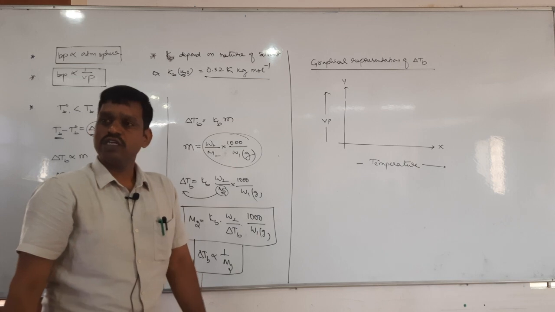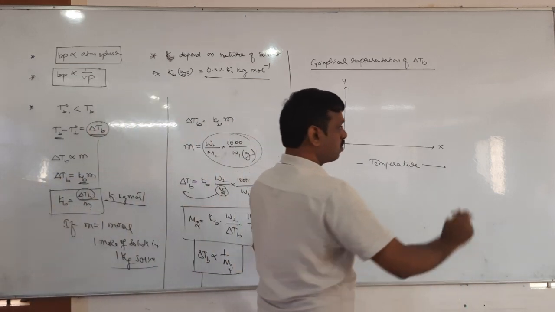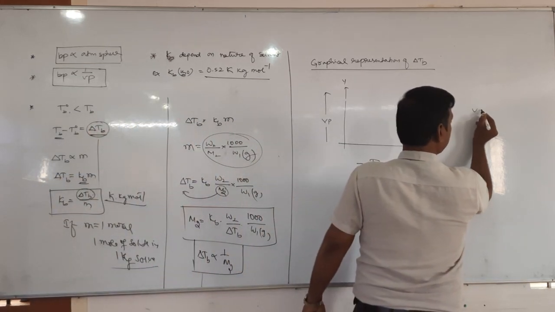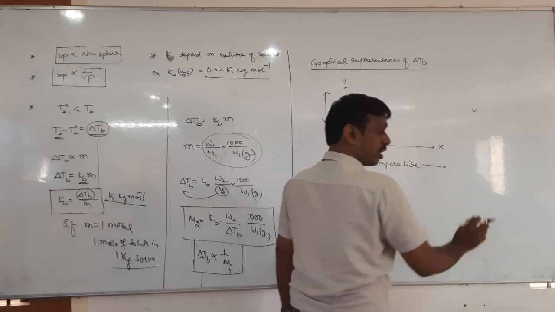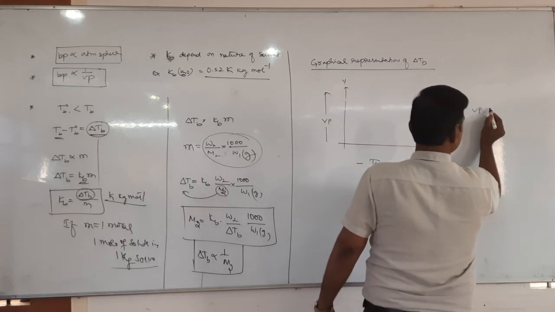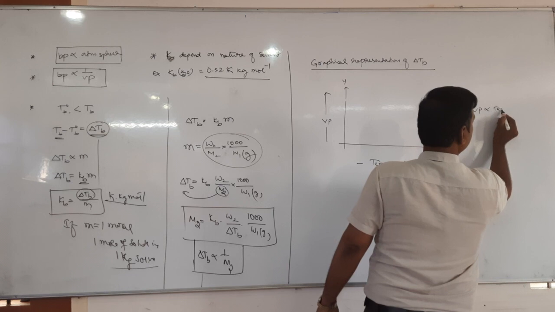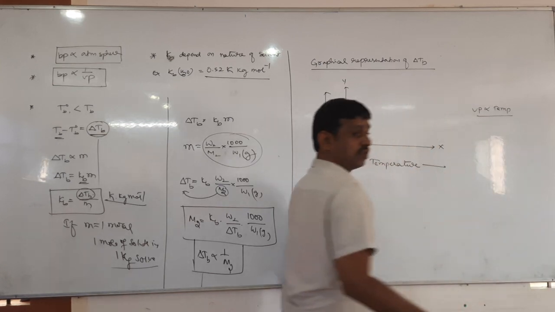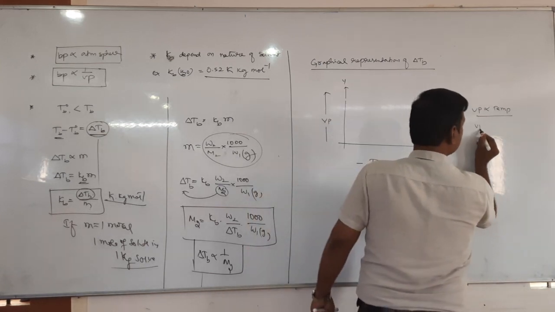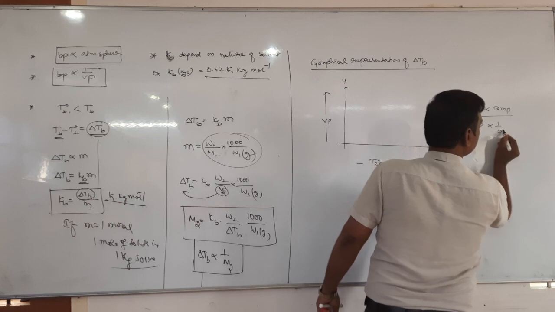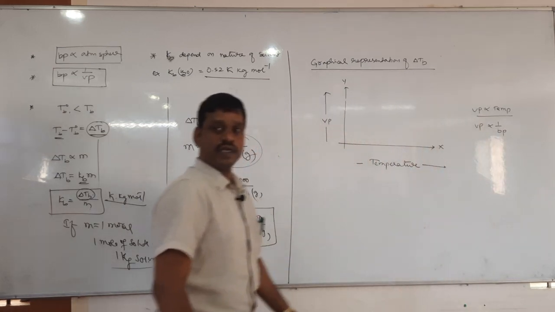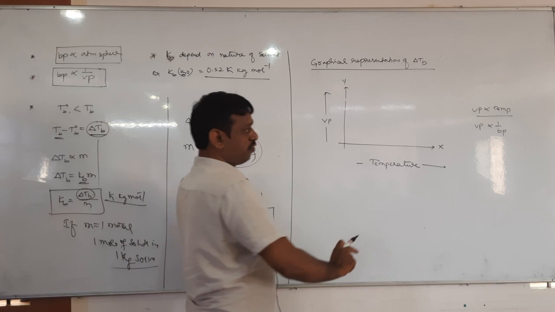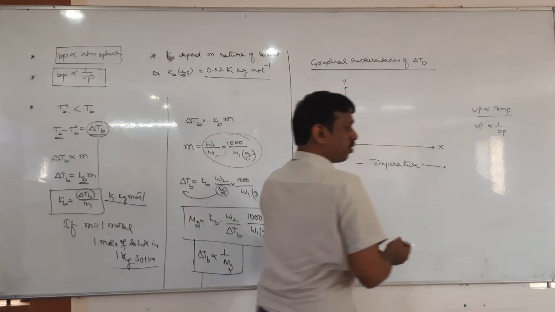Can you tell me what is the relation between temperature and vapor pressure? Tell me. Directly proportional. So vapor pressure is directly proportional to temperature. But vapor pressure is inversely proportional to boiling point. Don't confuse. So therefore vapor pressure directly proportional to temperature.